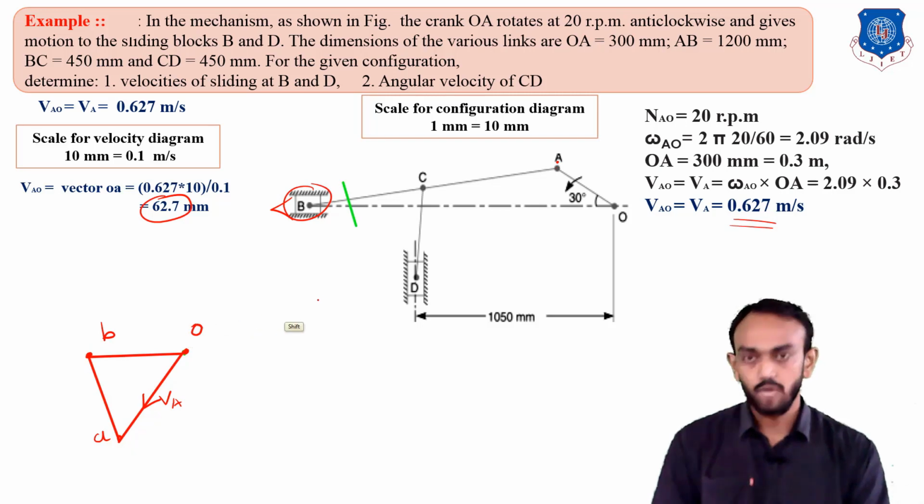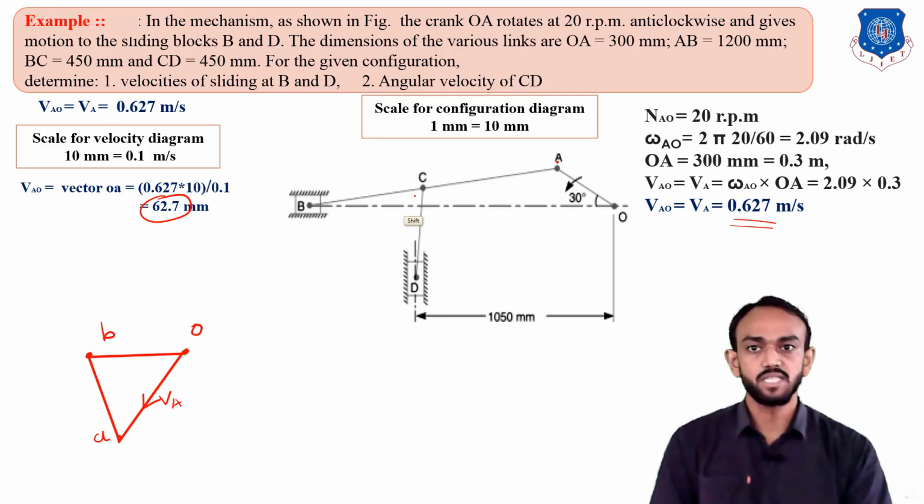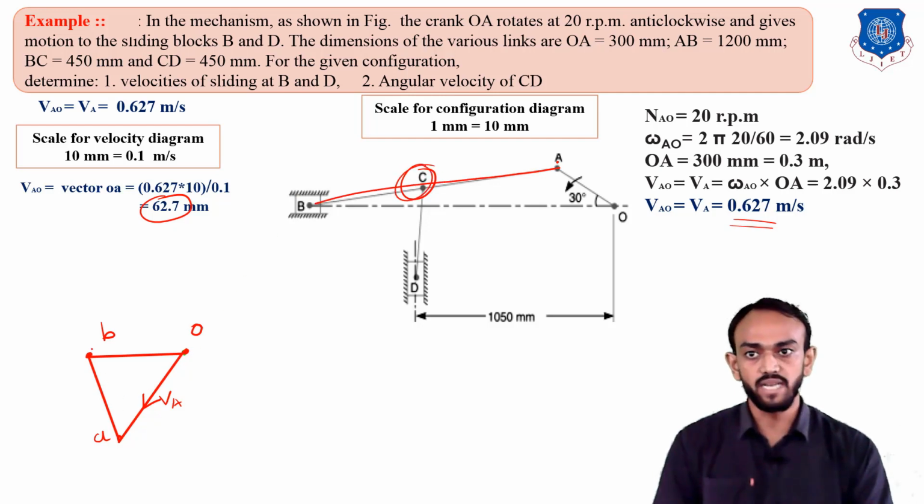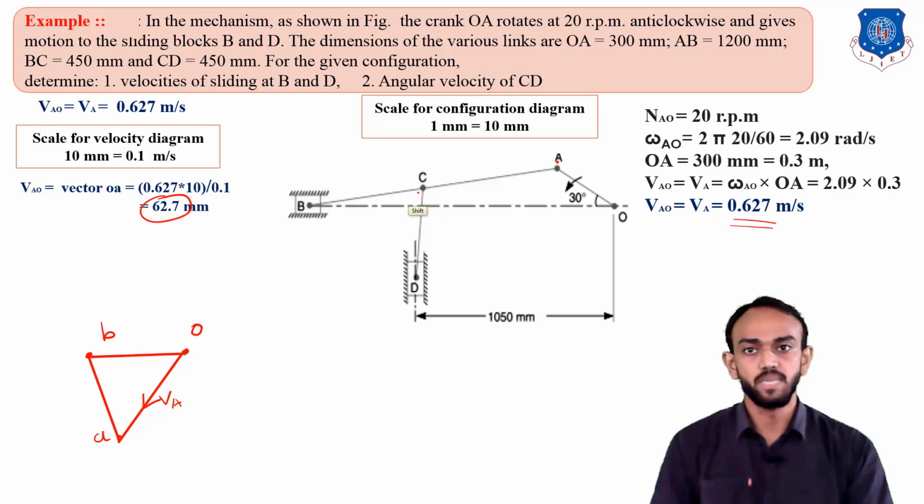Now we are going to find this C point. You can see this C point is on the AB link, the AB connecting rod. So C point in a velocity diagram will be on this AB vector. So how will you find this C point?